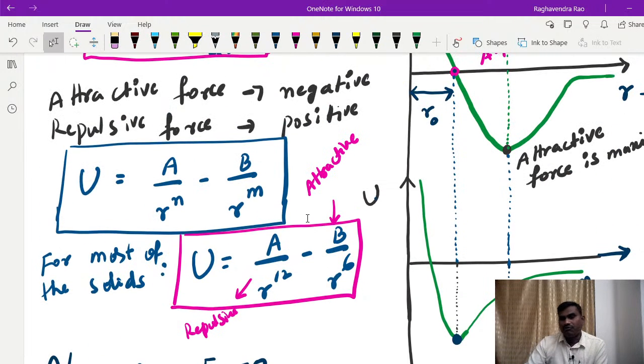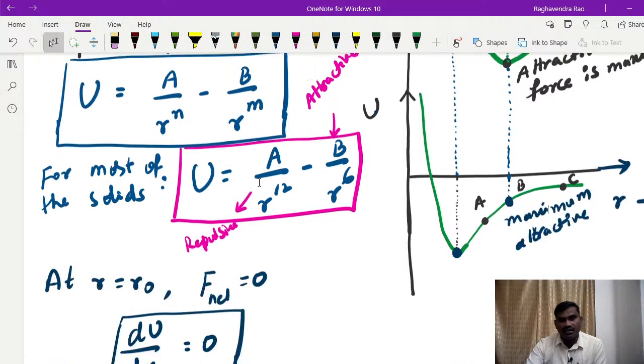From this graph, we need to identify the point. They will give some points on this graph: this is A, this is B, and this is C. At which of the following points is the attractive force maximum? They won't mention the force separation graph, only the potential energy separation graph. From this graph, this is the point corresponding to maximum attractive force, so at point B the attractive force is maximum. Like this, we need to identify from the graph.